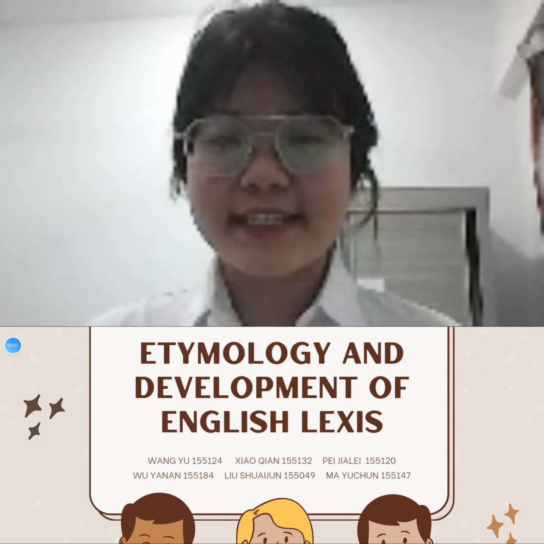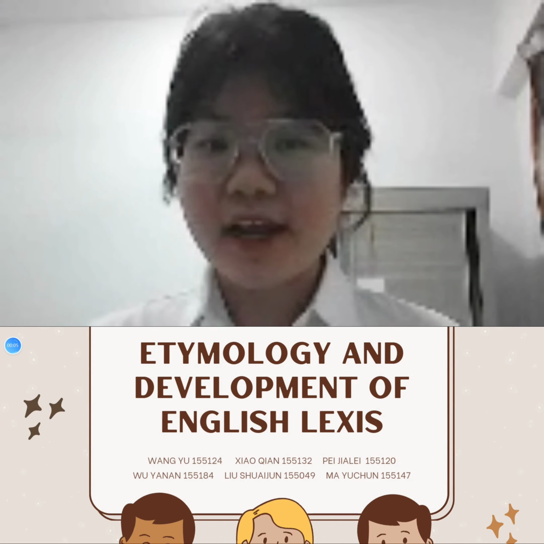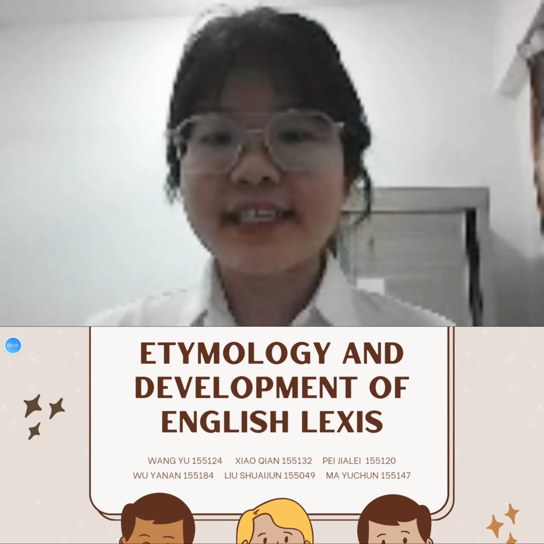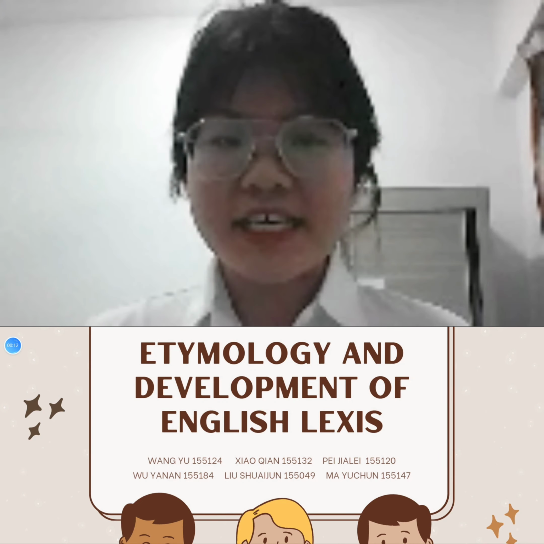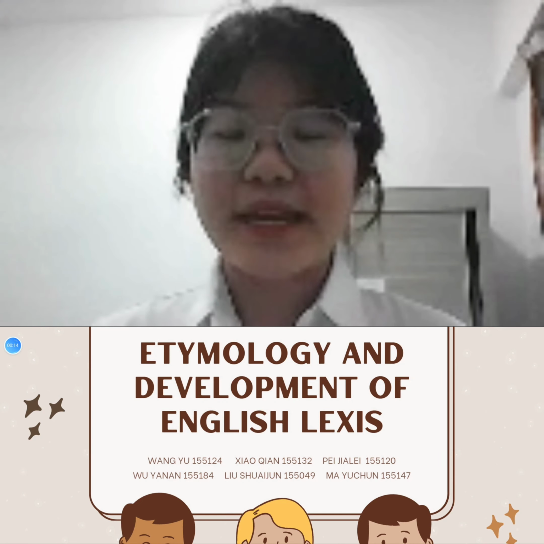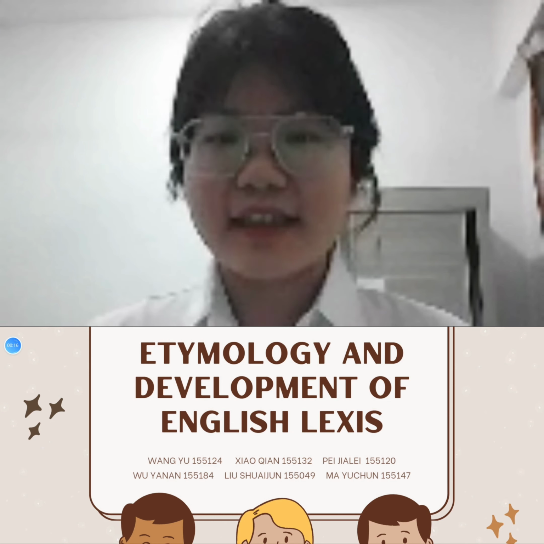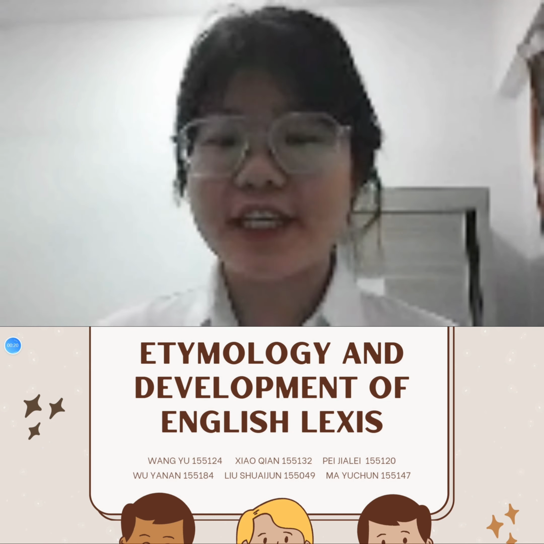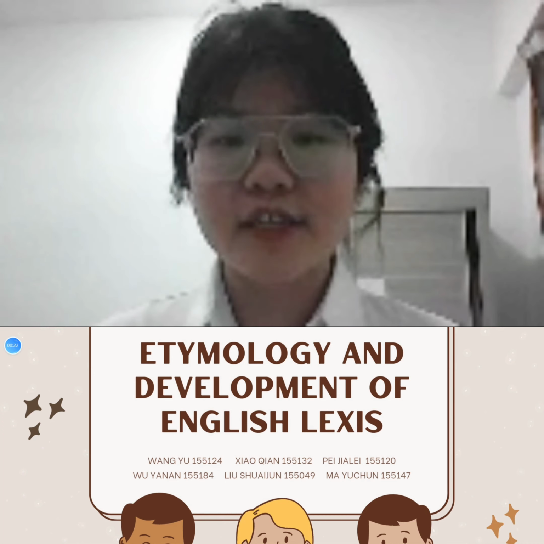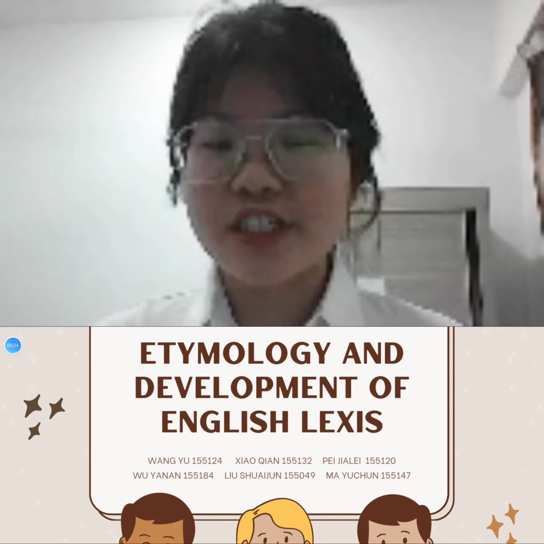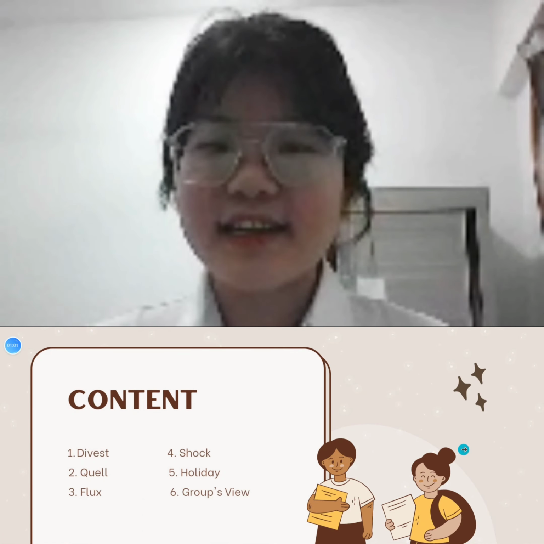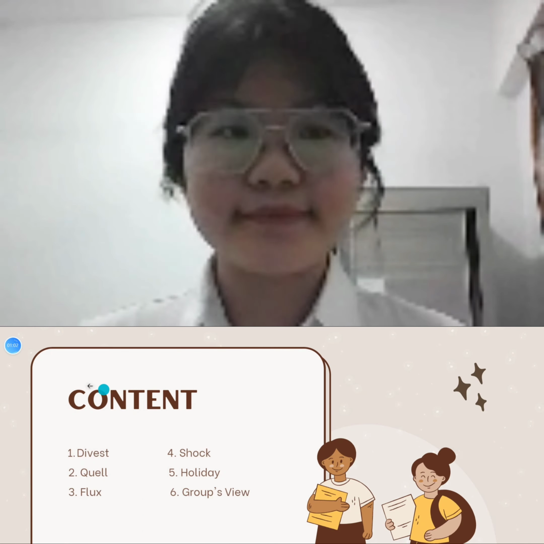Our presentation mainly shows the etymology and development of English lexis. There are 6 members in our group, including Xiao Qian, Pei Jialei, Wu Yanan, Liu Shuaijun, and Ma Yuchun. Because of the particularity of our 6-person group, the lexis we show also includes 5. Okay, next let's get down to business.